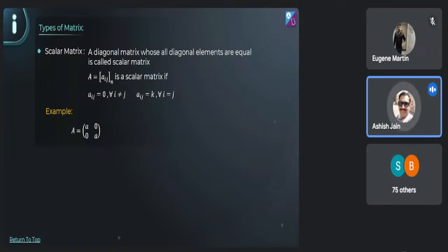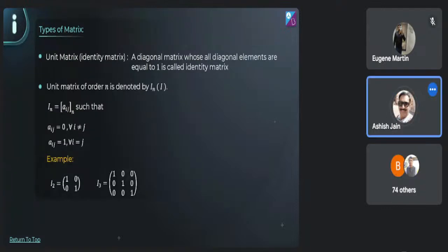और एक बात ध्यान रखिए, diagonal matrices are always square matrices. So scalar matrices are also square matrices because they are diagonal matrices. Clear है? Yes, sir. Okay. We'll take an example.